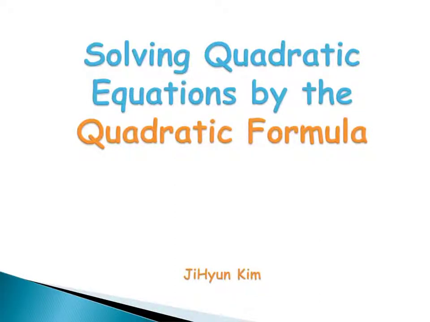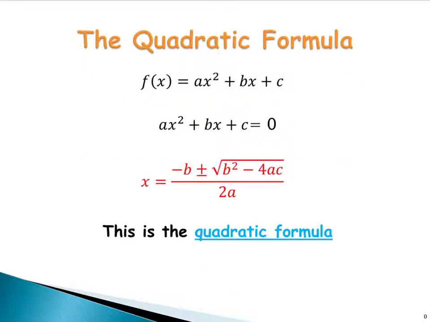Last time we learned how to solve quadratic equations using completing the square. Today we're going to learn solving quadratic equations by the quadratic formula. We have a quadratic function f of x equals ax squared plus bx plus c. To find zeros of the function, we set up ax squared plus bx plus c equals 0.